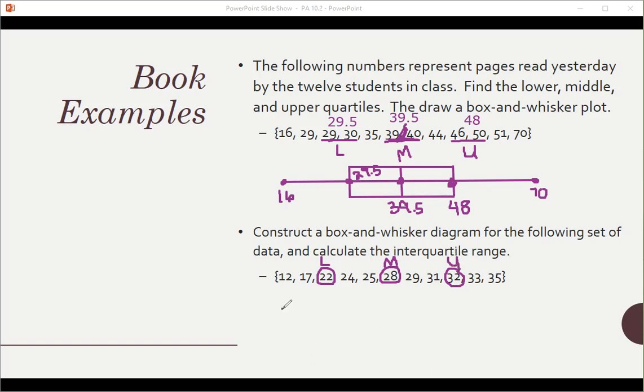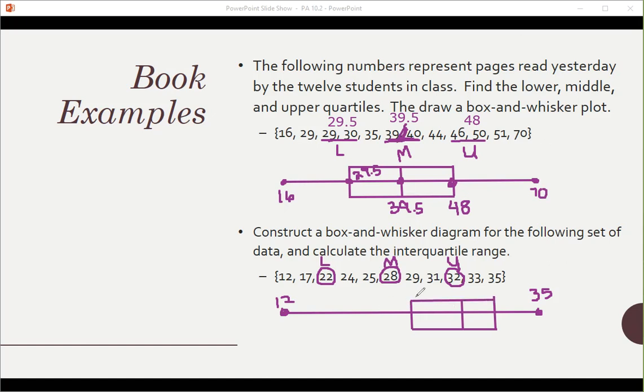So when I go to create my box and whisker, start down here with 12. And then down here, I'm going to have 35. And then I have three numbers, 22, 28, and 32, that are going to have to go on my line here. If I look carefully, 32 is going to be kind of close down here to 35. 28 is going to be not too far from that. And then 22 is going to be just a little further. And remember, these go together to make my box.